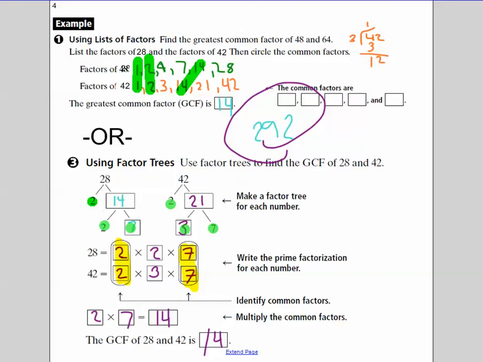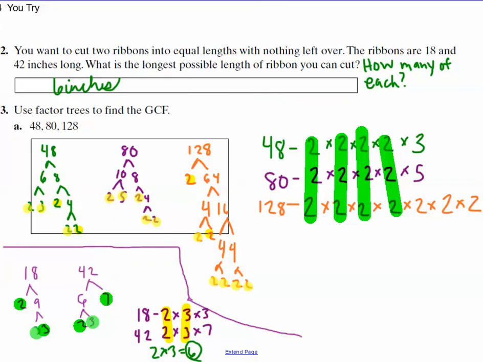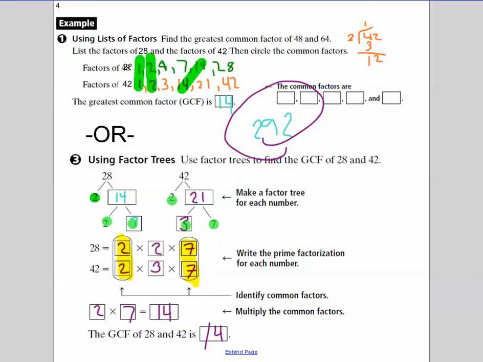Now I would like for you to hit pause and do a couple of Try problems on the next page, and then I'll be back to show you if you got the correct answers.